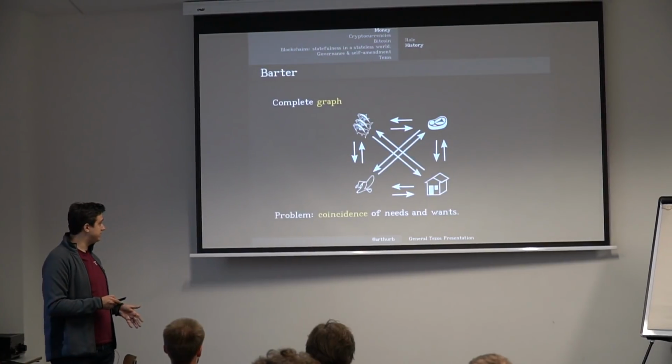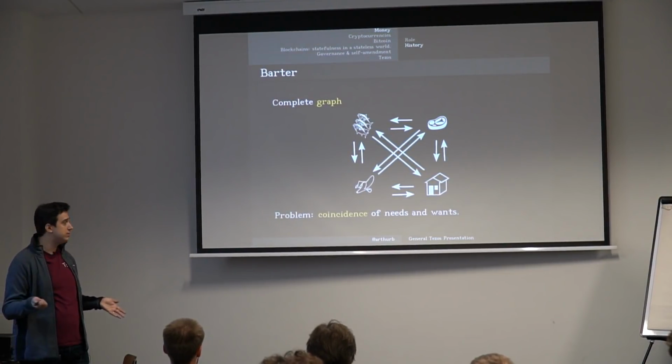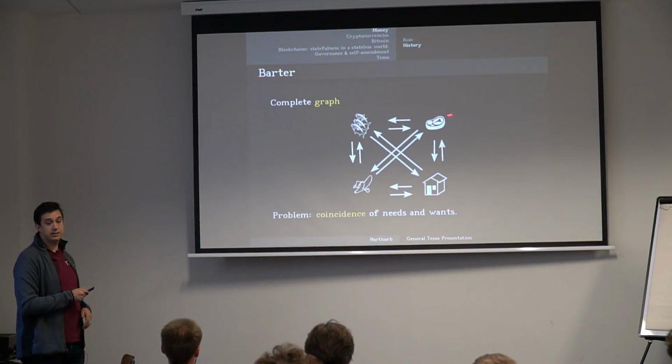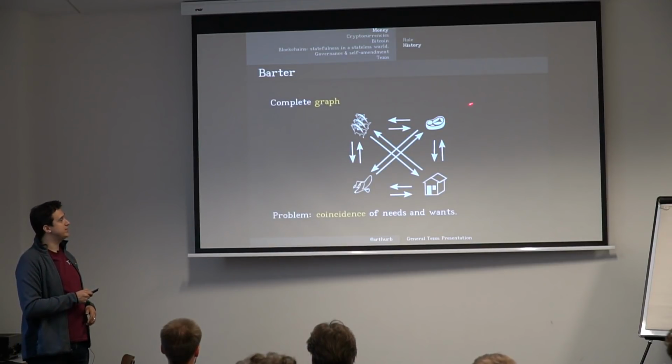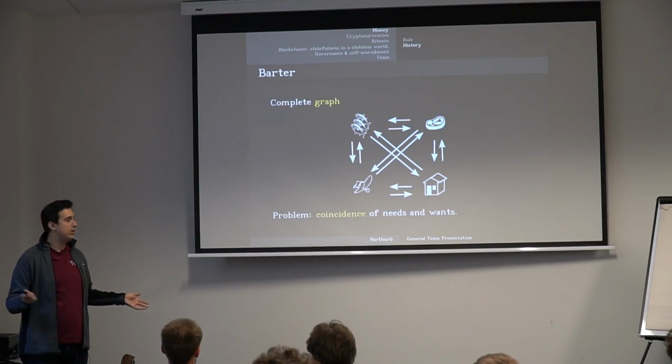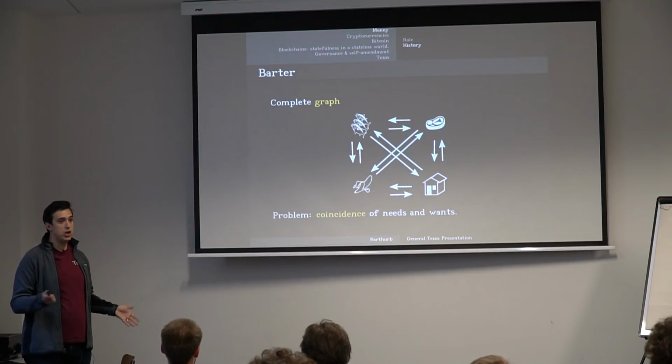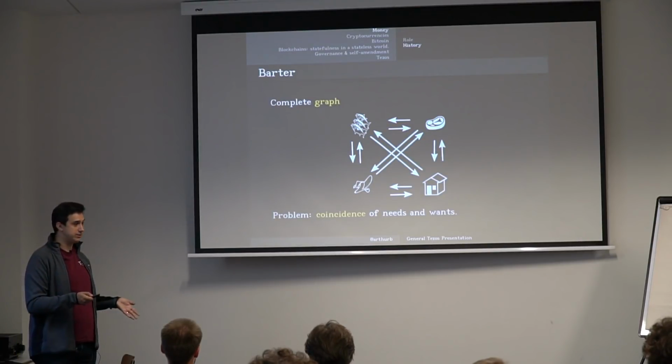And the problem with that is you need a coincidence of needs or wants. So if I have fish and I want steak, and the person who has steak doesn't actually want fish, maybe what they want is a house, then I can't get my steak. We need to go and find a third person who has a house and do like a triangular trade. It's complicated to route around this graph because not all the edges are present.